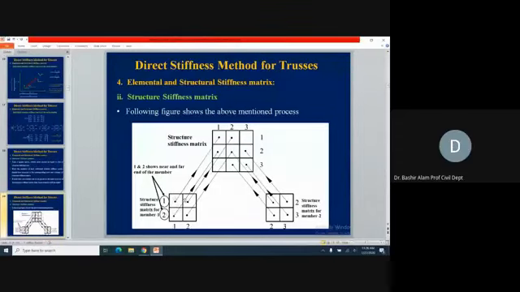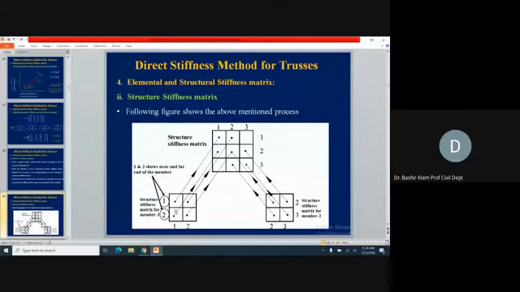So we have 1 1, 1 2, 2 1, and 2 2. This is from element number 1. This is element number 1 stiffness matrix. And here the element 2 has connectivity from 2 to 3. So we have 2 3. This will be 2 2. This will become 2 3, 3 2, and 3 3.